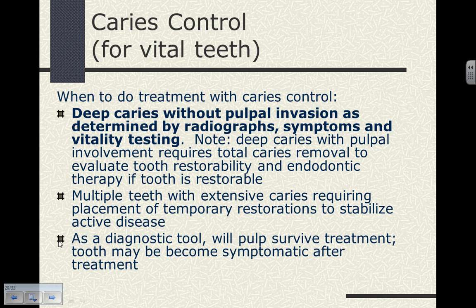Sometimes we're going to use it as a diagnostic tool. Does the tooth need root canal therapy? Will it survive the treatment we're doing? Perhaps it might become symptomatic, and so we're going to do our caries control, put in our temporary restoration, and then bring the patient back in about 4 weeks and see if the tooth's been okay, whether the tooth's been asymptomatic, the tooth tests vital, and then go ahead and place our definitive restoration.